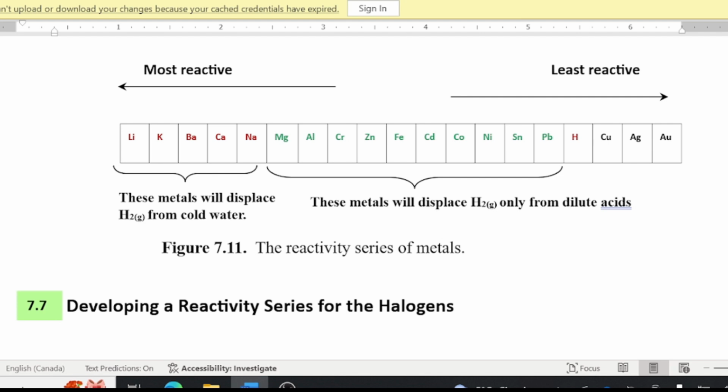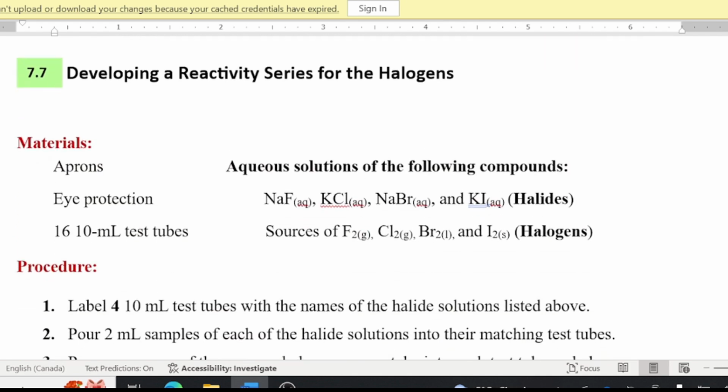Okay, so that was developing a mini activity series for a few metal strips. If you want to develop a mini reactivity series with these halogens here, these are the materials that you use. You have 16 10-milliliter test tubes. You'll have aqueous solutions of these. Although we're not using metal strips now, you'll have gaseous sources of these. They're called halogens: fluorine, chlorine, bromine, and iodine.